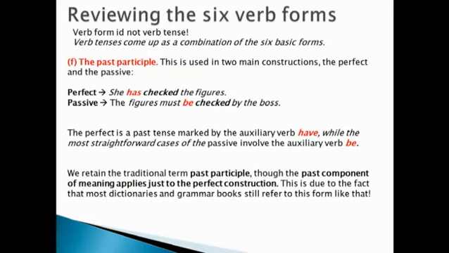The perfect is a past tense marked by the auxiliary verb have, while the most straightforward cases of the passive involve the auxiliary verb be. So we retain the traditional term past participle, though the past component of meaning applies just to the perfect construction. This is due to the fact that most dictionaries and grammar books still refer to it like that.